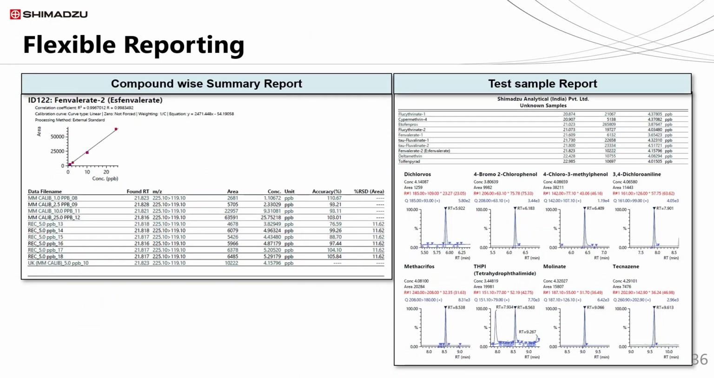Just like the flexibility provided throughout data processing and data review, the software also has flexibility in reporting. There are templates like compound-wise, summary reports, or individual test sample reports that can be generated, which will include necessary validation parameters like RSD, recovery, ion ratios, etc.